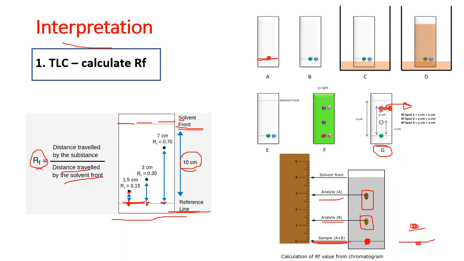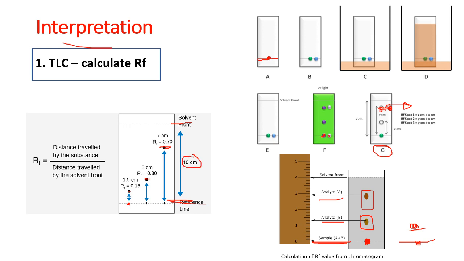So let's do this. If you are given this TLC sheet on paper and you need to calculate the RF for those 3 spots given for the 3 samples, how will you do this? First, I calculate the total distance traveled by the solvent, which is the distance between the reference line and the solvent front. With a ruler, so please don't forget your rulers, you will measure this distance. It will be around 10 centimeters.